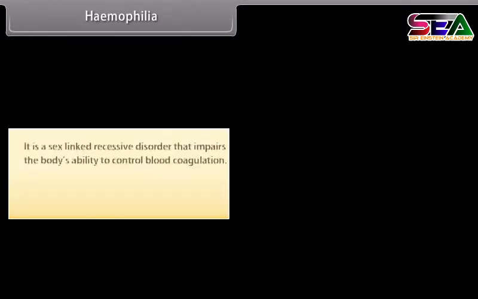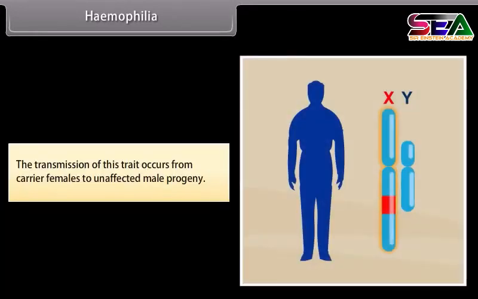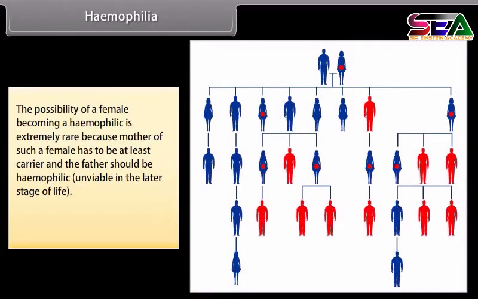Haemophilia. It is a sex-linked recessive disorder that impairs the body's ability to control blood coagulation. It is caused due to the deficiency of certain clotting factors. The transmission of this trait occurs from carrier females to unaffected male progeny. The possibility of a female becoming hemophilic is extremely rare because the mother of such a female has to be at least a carrier and the father should be hemophilic, which is unviable in the later stage of life. The following chart shows the transmission of hemophilia.